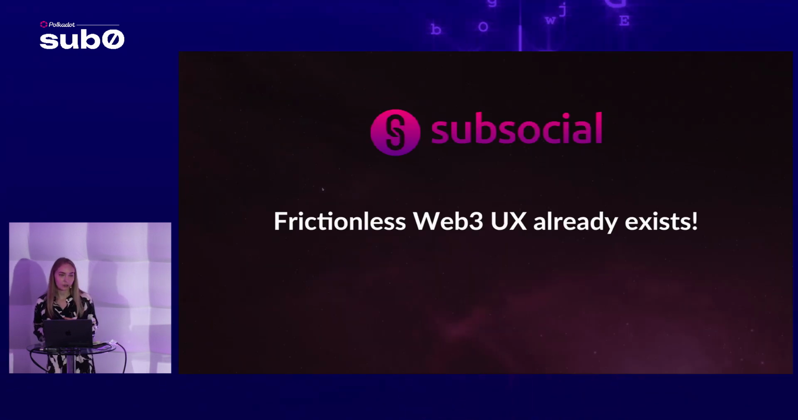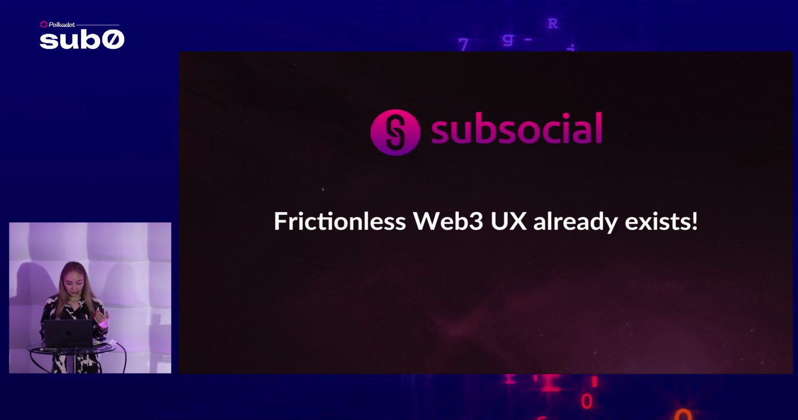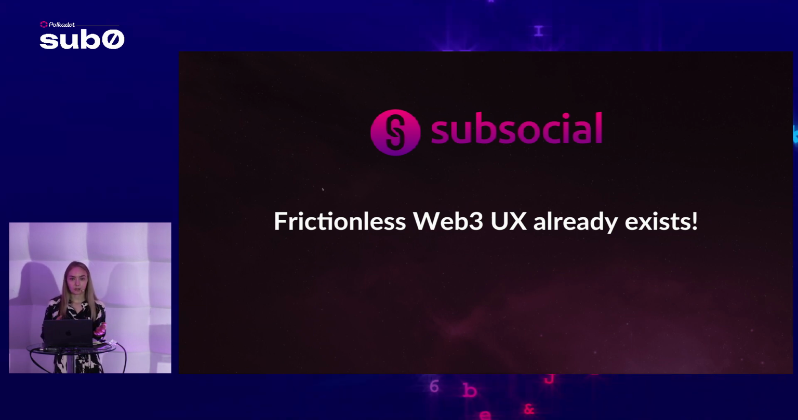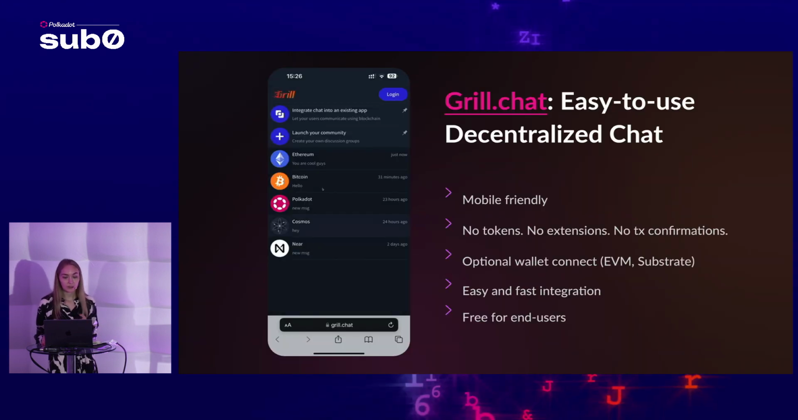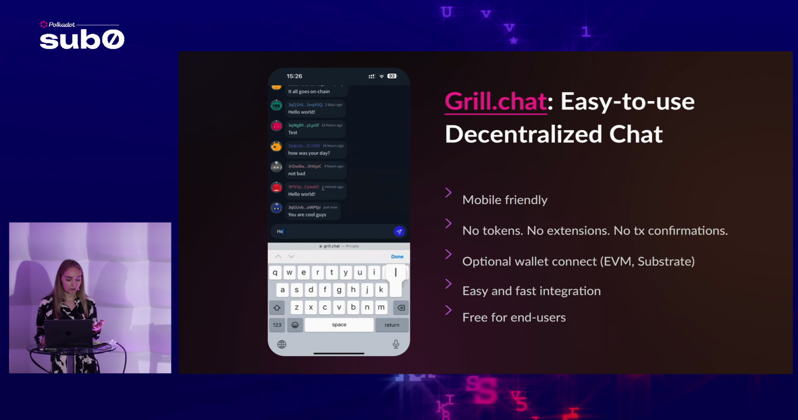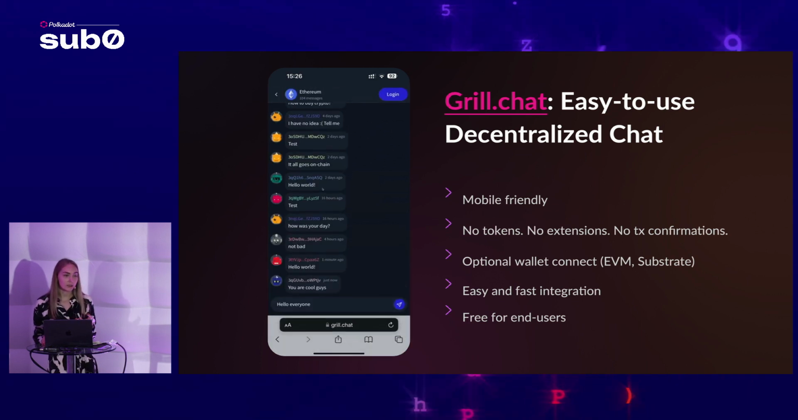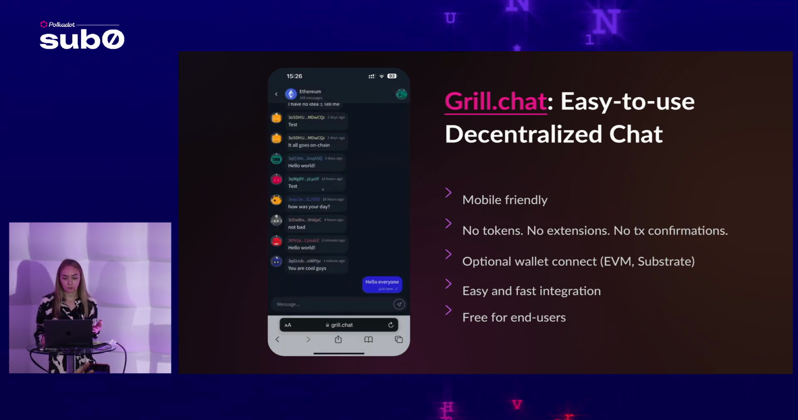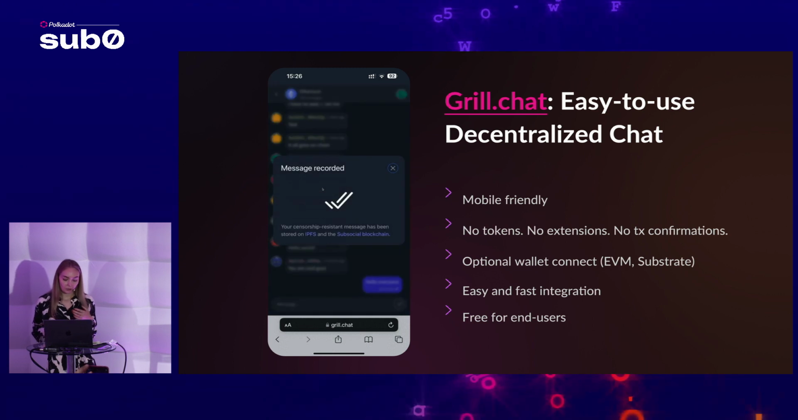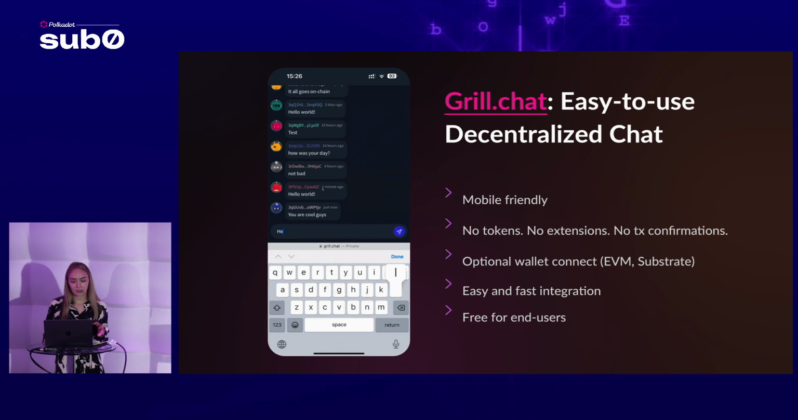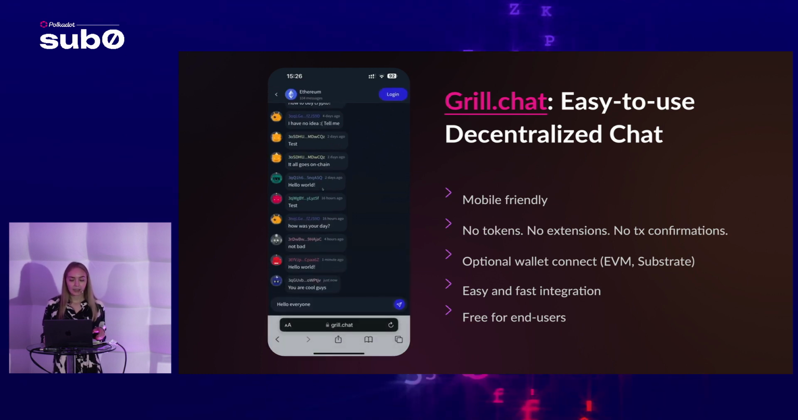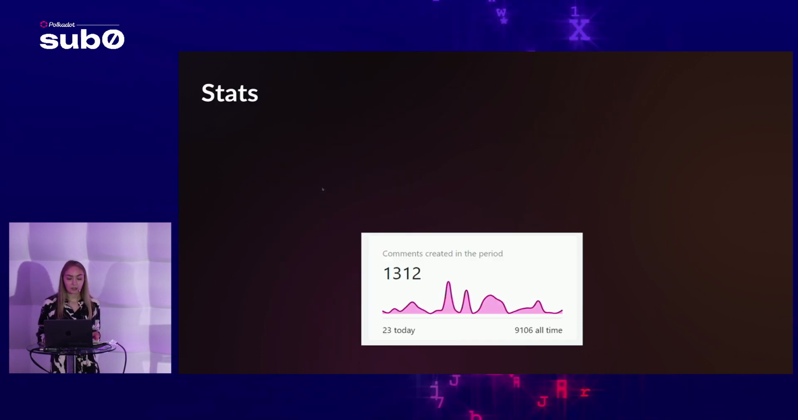So after we talked about the main problems, let's look at the solutions that already exist today. Grill Chat is an app built on Subsocial. It is a good example of great Web3 UX. There is no need to think about tokens, estimation, and confirmation. It is really mobile friendly.